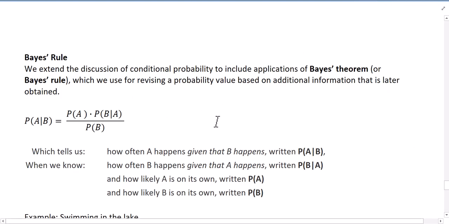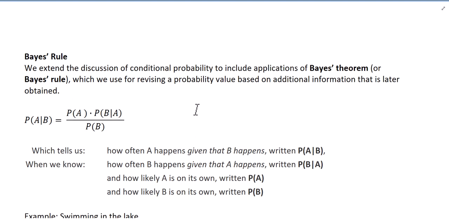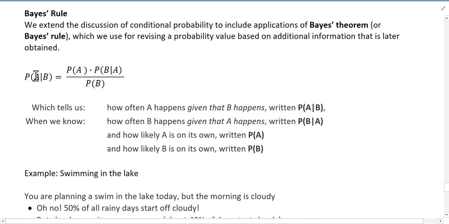Which brings us to Bayes' rule. Bayes' rule essentially extends the discussion of conditional probability to include other applications. It's revising a probability value based on additional information that is later obtained. Essentially, the probability of A given B is the probability of A times the probability of B given that A occurred, divided by the probability of B.